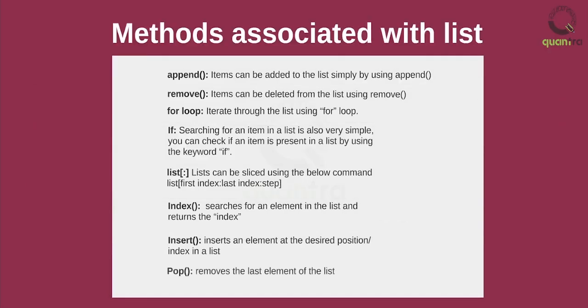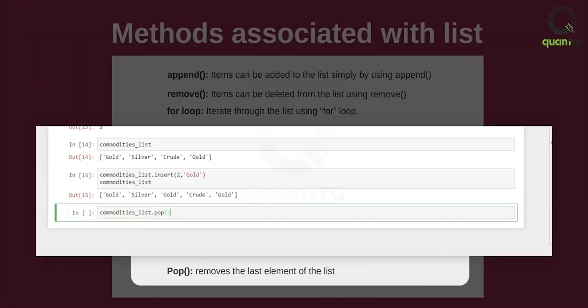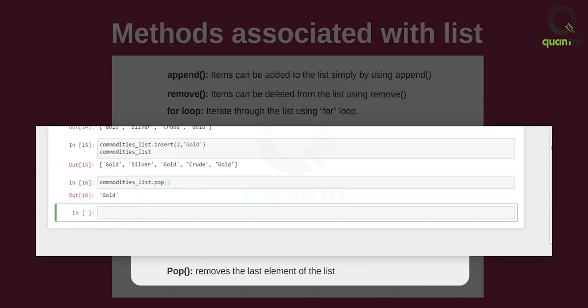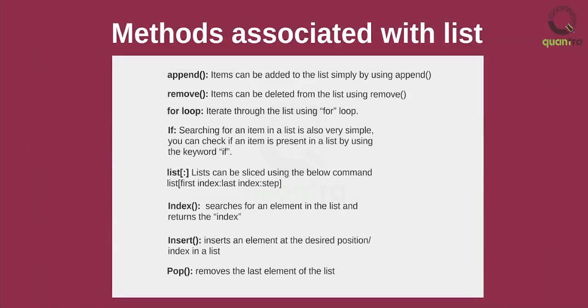Next we have the method pop. This command removes the last element of the list. Let us try to implement it. We see that gold is removed from the list, because it was the last element. Similarly, you can try out functions like sort, count, reverse, etc., and see the results.